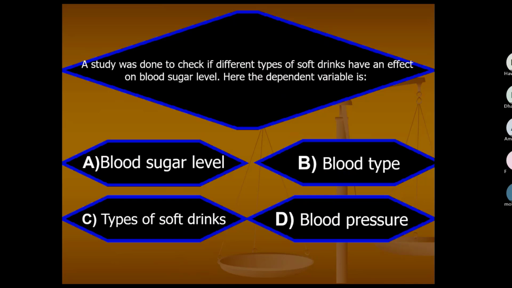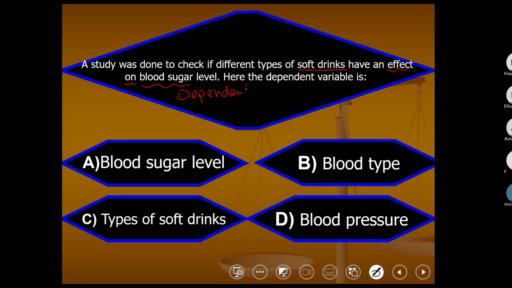Let's go for this one. You have a study that was done, checking the effect of different types of soft drink on what? On the blood pressure. The one that is affected should be the dependent one, right? The one that affects should be the independent one, right? So the correct answer is the dependent, the one that responds to the action, right? The one that is affected by the independent one. So the blood pressure, because also the blood pressure is the one you measure, right? Okay.